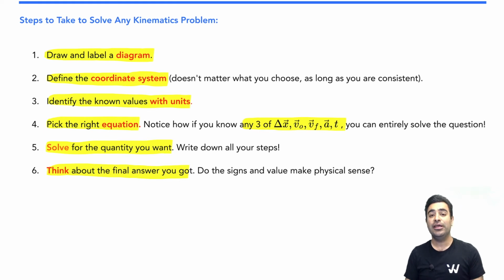For example, if we see that eventually the particle is moving upward, it means that we expect velocity to be positive if we define upward velocity to be positive. So if you end up getting a negative number for velocity, it means that you've made a mistake somewhere. You can go back and fix the problem. So it's very important to think about the physical meaning of the final answer you get.